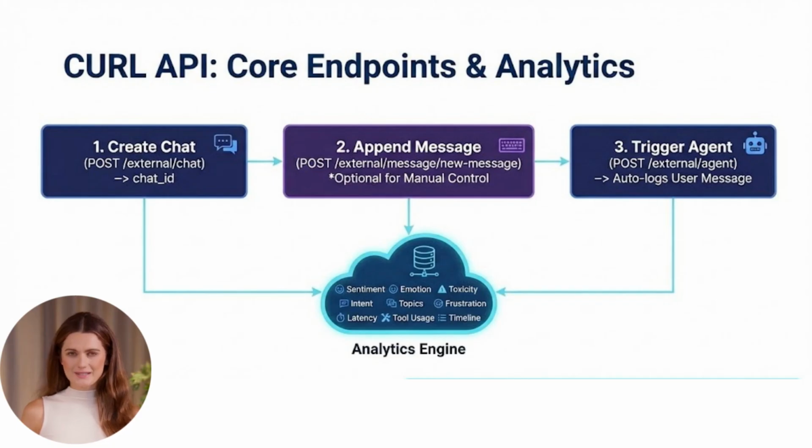To understand what we're calling, you need to know the 3 core endpoints an AI agent typically exposes. 1. Create a chat. This gives you a chat ID. 2. Append a message manually. And 3. Trigger the agent response. Every message you send to these endpoints is logged inside the analytics engine, which gives you sentiment, emotion, toxicity levels, and a full message timeline in the dashboard. One important note: when you call the agent endpoint, your user message is automatically logged, so you don't always need the new message endpoint unless you want full manual control.